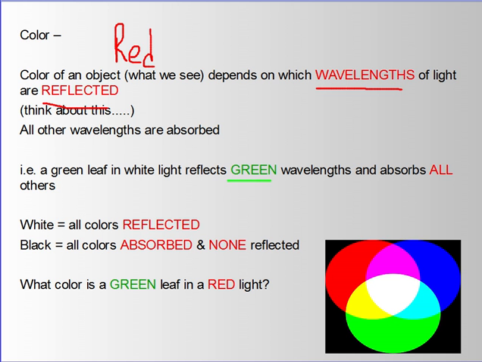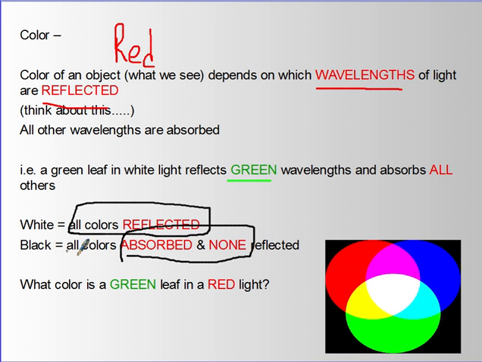Now remember, white is what happens when all colors get reflected. So white is actually the presence of all the colors, while you see black when all the colors are absorbed and nothing gets reflected. So black is actually the absence of colors.